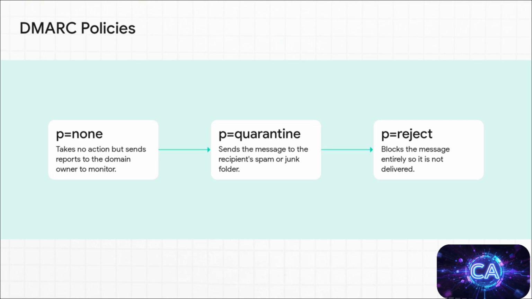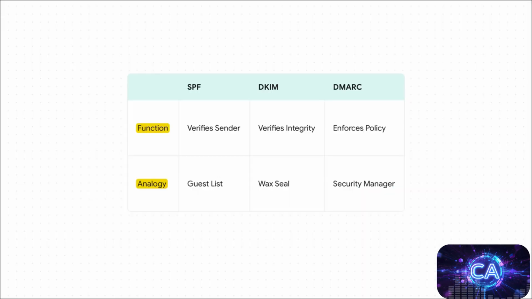You can start with a none policy just to watch and see what's happening. Then you can ramp it up to quarantine, which sends failed emails straight to the junk folder. Or you can go all in with reject and block them from ever arriving at all. It's total control. So altogether, this security team is a powerhouse.